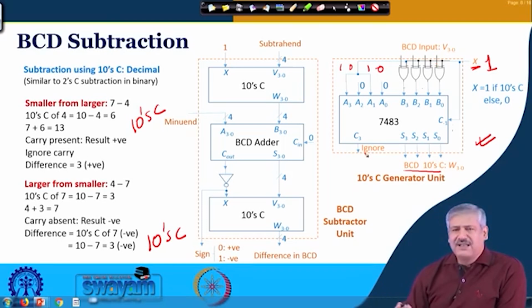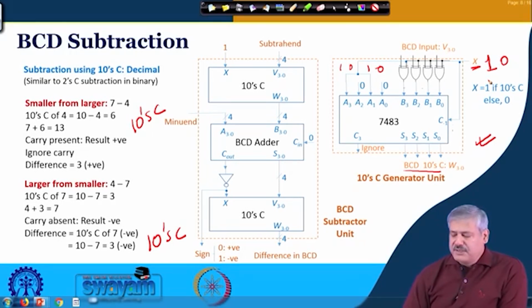And if there is a carry, you have to ignore it. Is it clear? And if x is equal to 0, what will happen? The same number will get passed. The same circuit can also do addition; for subtraction, it requires this particular value to be 1. So this is the 10's complement generator.